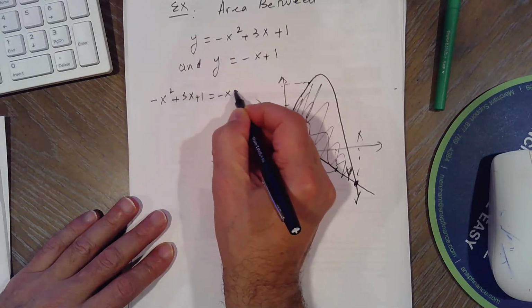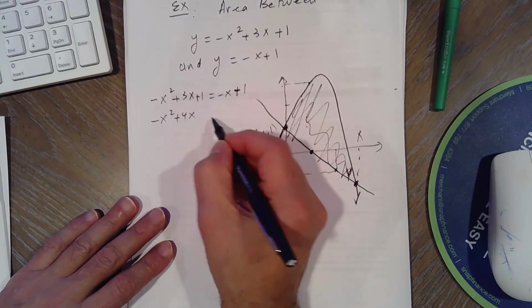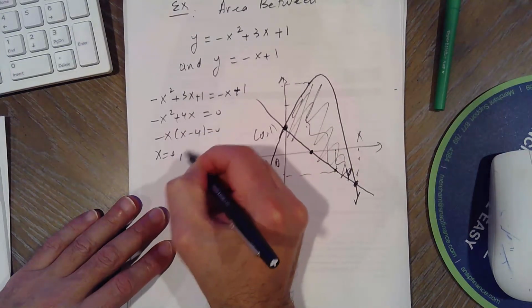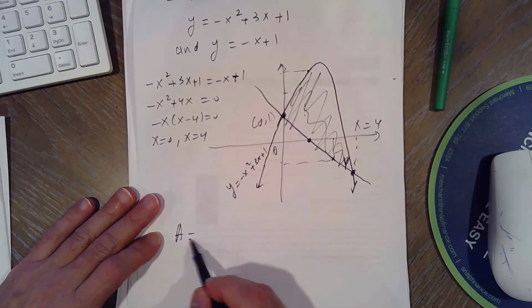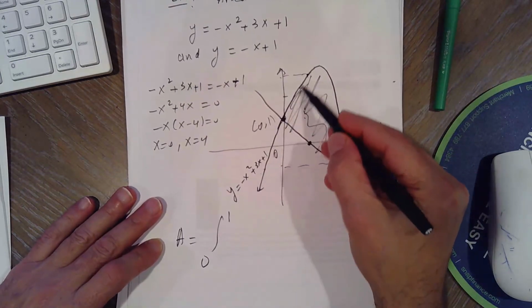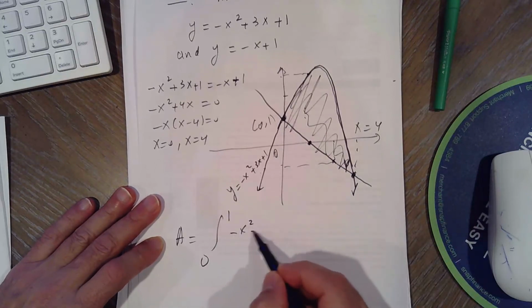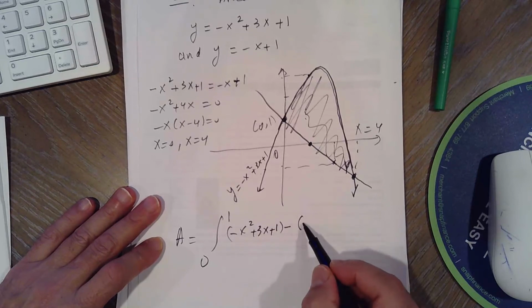Negative x squared plus 3x plus 1 equals negative x plus 1. Move everything over. So that's plus 4x equals 0. We know it's going to cross at 0, we've already seen that, and they cross at x equals 4. The area is from 0 to 4 of above minus below.